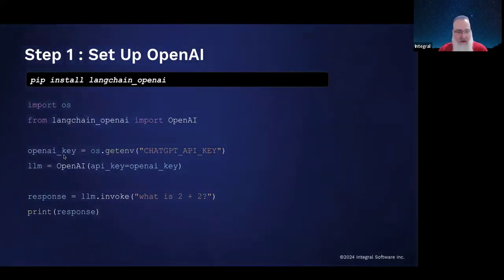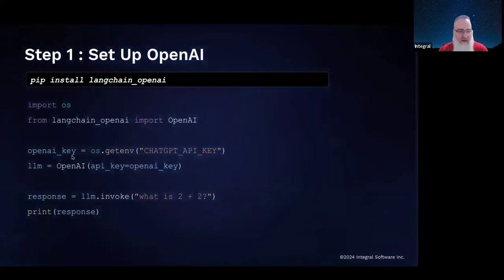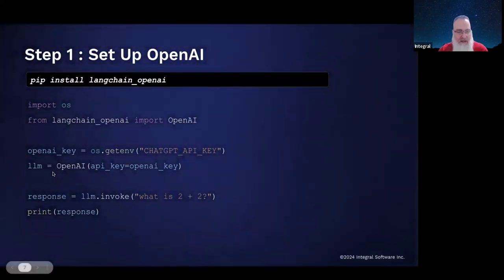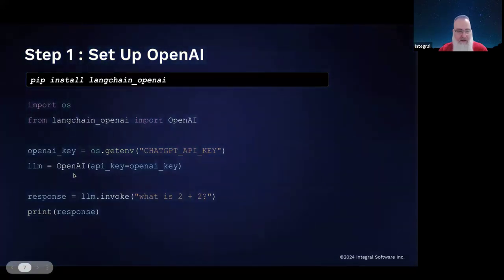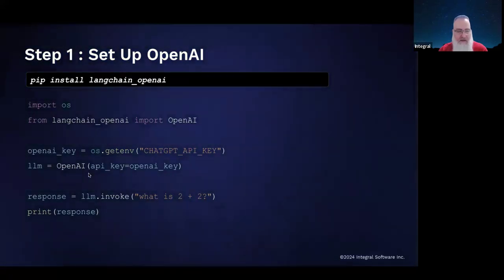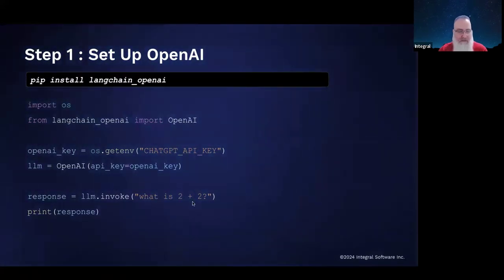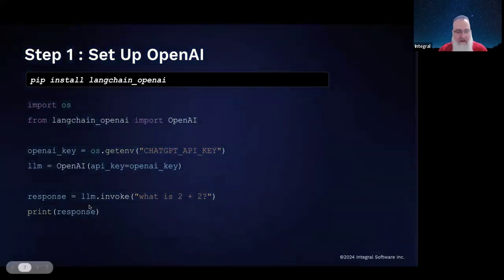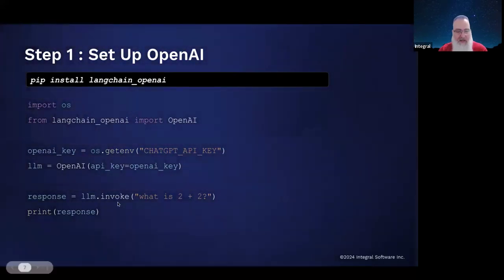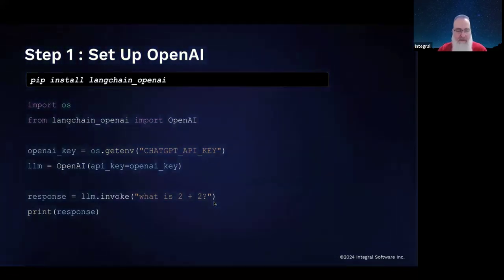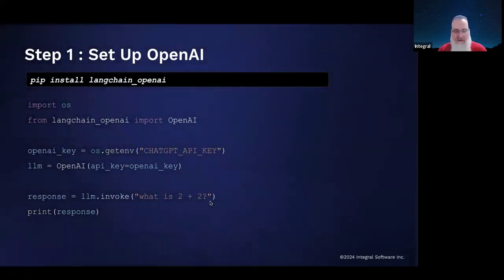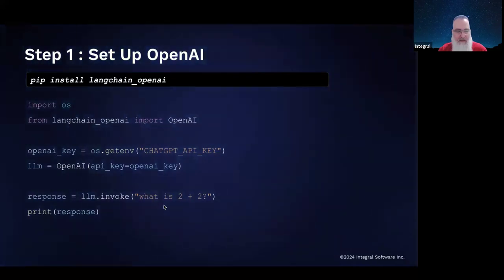And so now you have your OpenAI key stored in this variable. The next step here is to set up your LLM connection. That uses OpenAI that we imported and passes along your OpenAI key. And then we get our response by passing a prompt. In this case, we're hard coding what is 2 + 2, just a super simple prompt, to the LLM that we set up, and then we print the response.